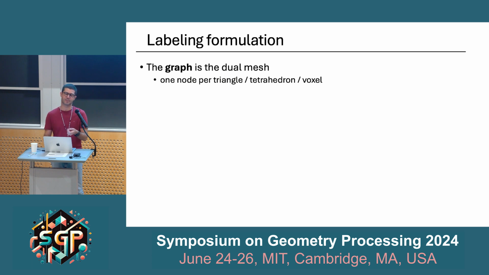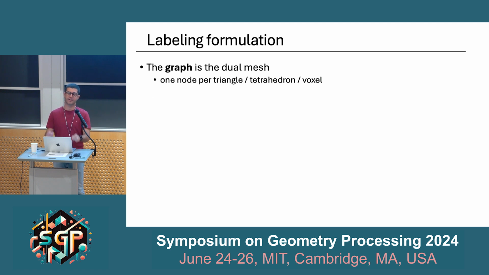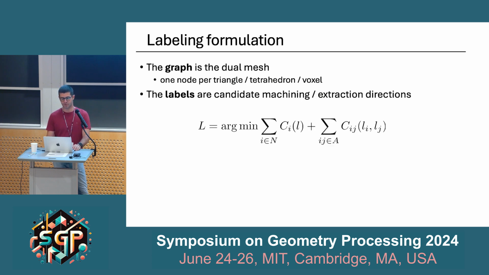If you have a volumetric representation, every single node in the graph is going to be, for example, a tetrahedron of your mesh. And the arcs of the graph represent the adjacency. So two, for example, face adjacent tetrahedra will be connected by an arc in the graph, just the dual graph of the mesh. And then the labels typically represent the machining or the extraction directions. And so this is the energy that is minimized.